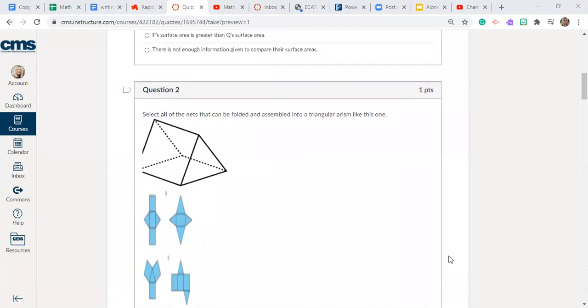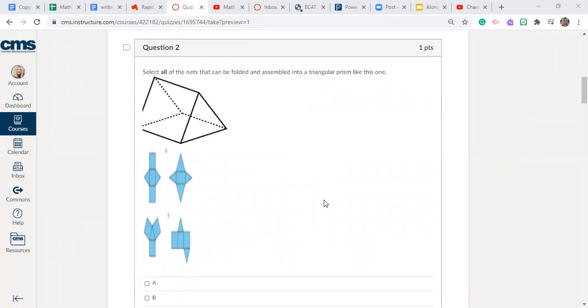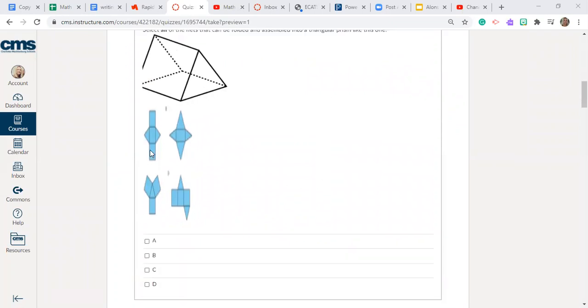Question number 2. Select all of the nets that can be folded and assembled into a triangular prism like the one shown. So look at A, B, C, and D. Select all that could be folded into this triangular prism. Pause the video and answer on your screen.